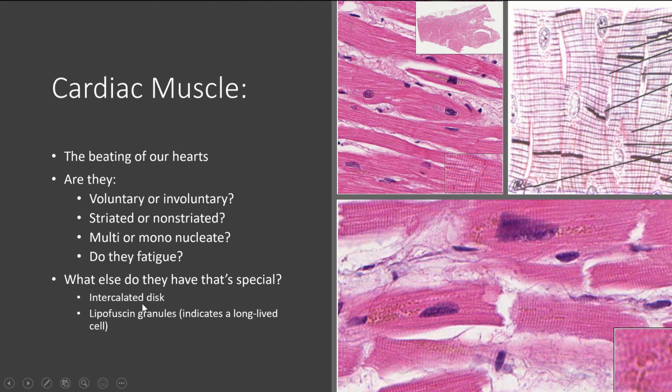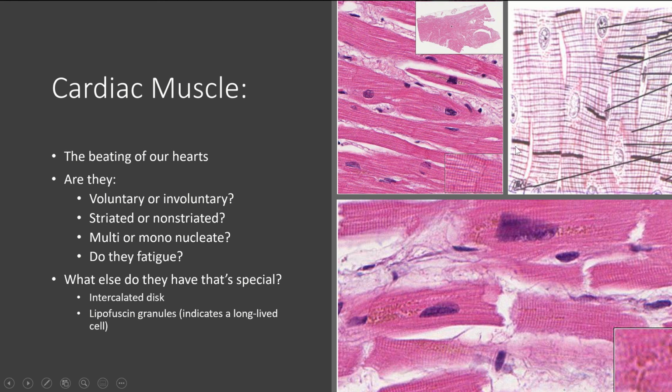What else do they have that's special? So remember, we talked about intercalated discs and lipofuscin granules. I'll show you that in a little better detail in a second. But here you can see, these are those cardiac muscle cells, and remember they are branched, so they kind of branch out and they create these little separations called intercalated discs.